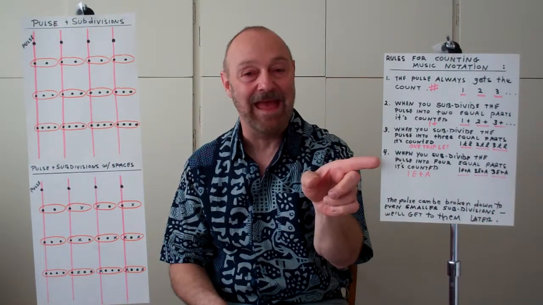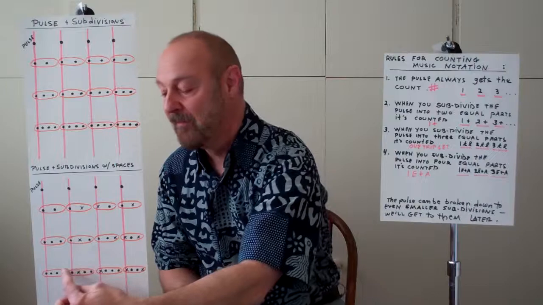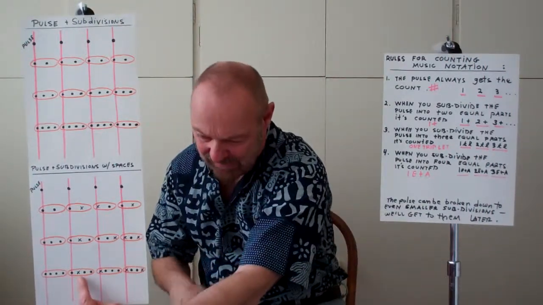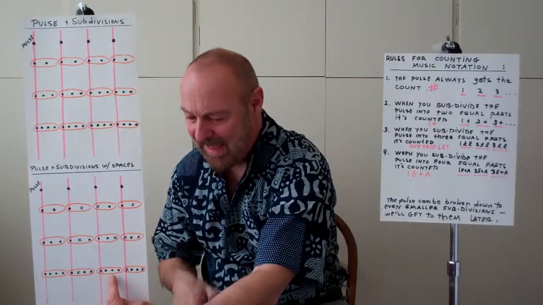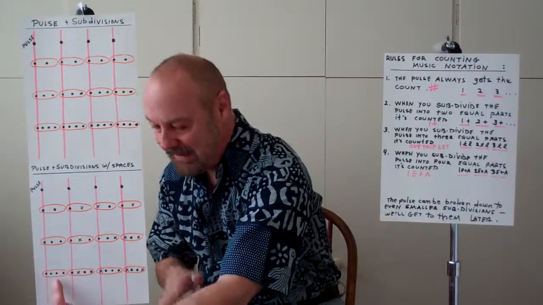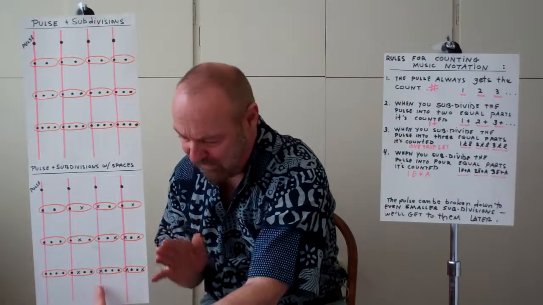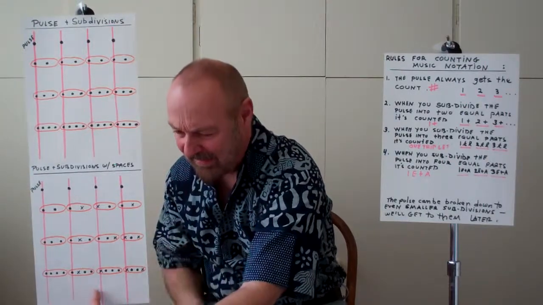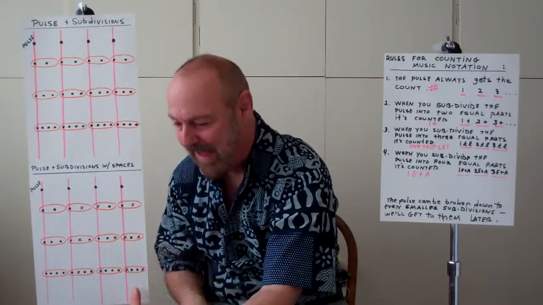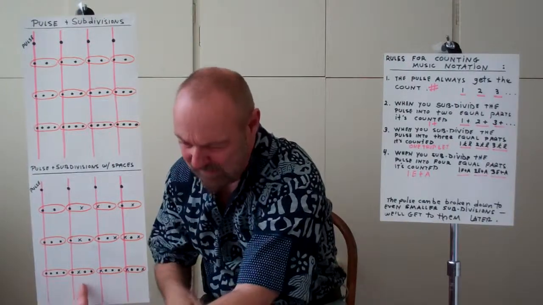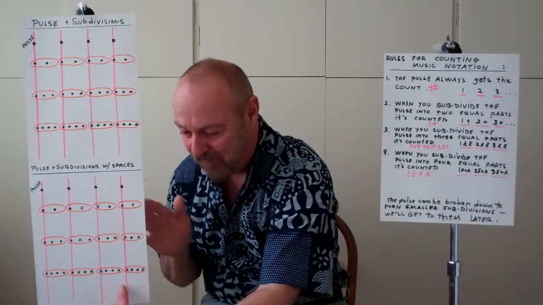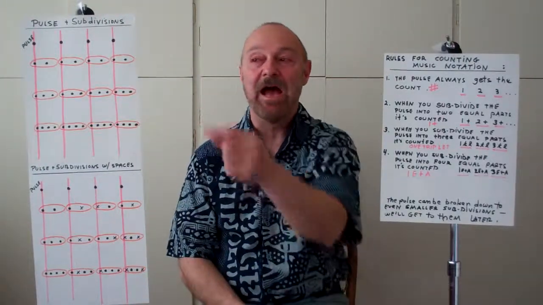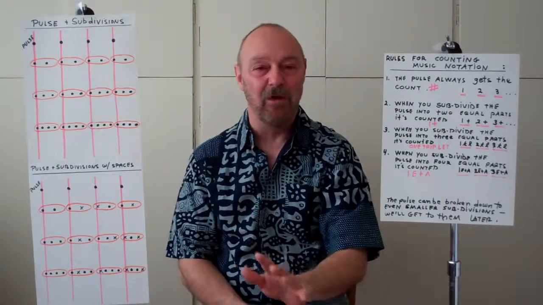We count 1 E and a, 2 E and a, 3 E and a, 4 E and a, and so on through the pattern. Now if you notice, I did not assign any of these a particular note value.